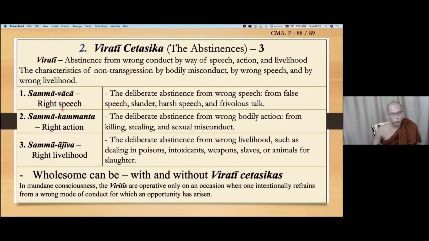So the first one, Samma Vaca, right speech, is abstinence from wrong speech. The second one, Samma Kammanta, is abstinence from wrong bodily action. They have different aspects to abstain from. Then the last one, Samma Ajiva, is abstinence from wrong livelihood. So they become 3 in this way.